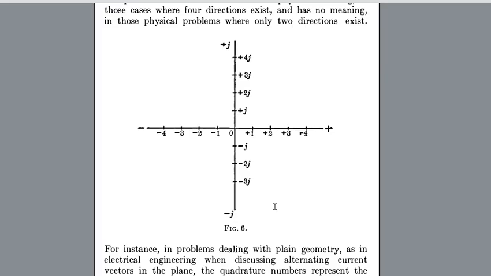Key point. Multiplication by the square root of -1, or j, is a way of changing direction by 90 degrees. This is fundamental to understanding alternating currents and vector mathematics in electrical engineering, where these quadrature numbers represent directions perpendicular to the usual horizontal axis.